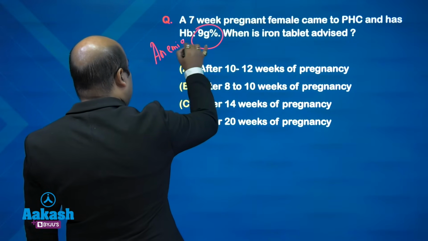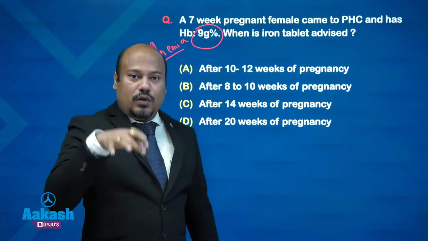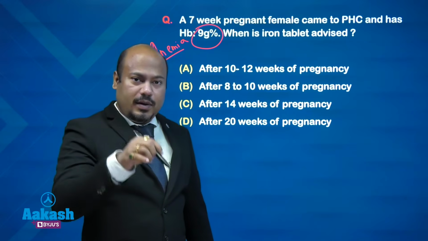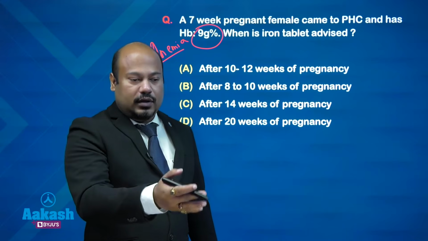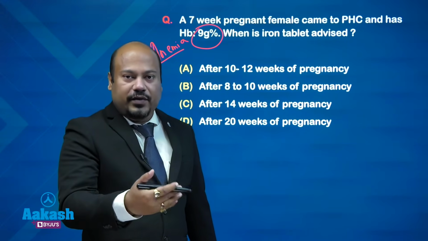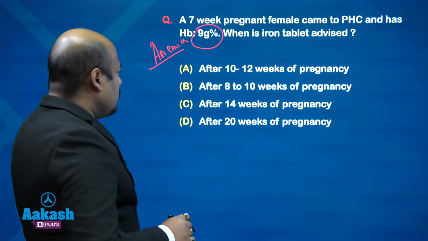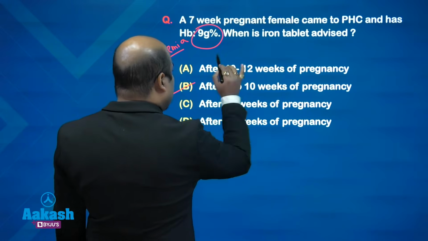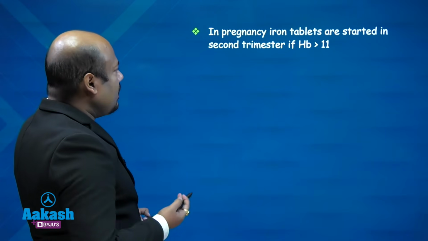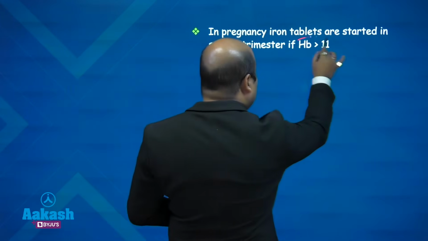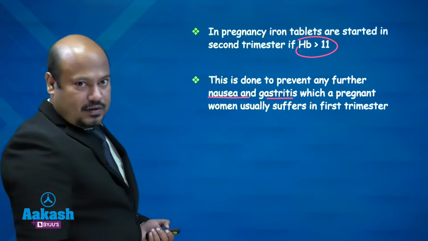There is anemia. So in this case, you cannot wait up to the second trimester. You have to counsel the patient. You have to say that you are suffering from anemia. You need iron tablets as soon as possible. And these tablets will have side effects. The problems of nausea and gastritis you are having will increase, but you have to take it, because you are having low hemoglobin. So you have to give it as soon as possible, that is after 8 to 10 weeks of pregnancy. And this is what I've written here. Just go through the points. In pregnancy, iron tablets are started in second trimester if hemoglobin is more than 11. This is done to prevent any further nausea and gastritis, which a pregnant woman usually suffers in first trimester.